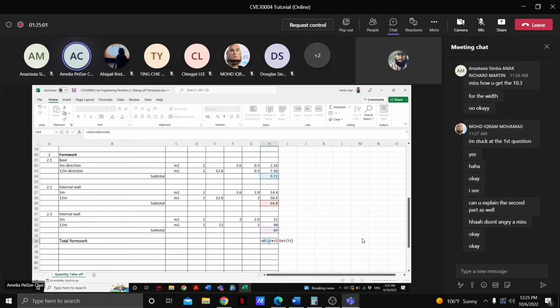Then multiply by 1.05, 5% wastage per line. Formwork, okay? Okay, formwork done. Let's go to the third element, which is the reinforcement.